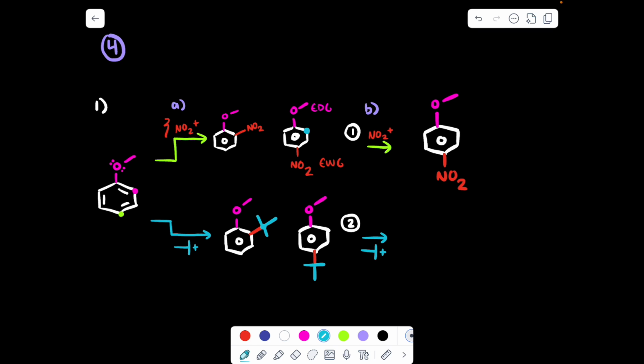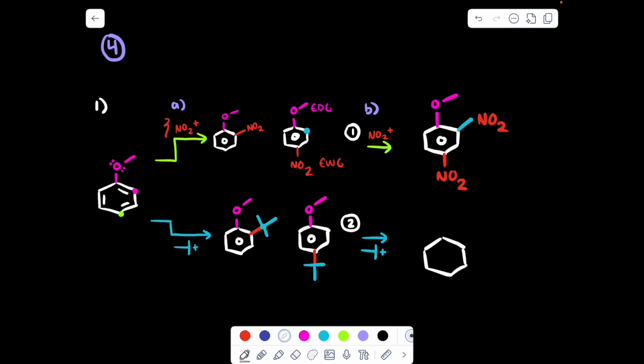So this new group is going to add to one of the ortho positions. So let's add the new NO₂ group to the ortho position, for example, carbon number 2. So the new NO₂ group goes there. That's it. What about the bottom example? Well, same thing.